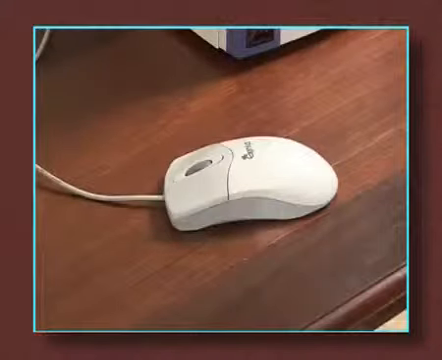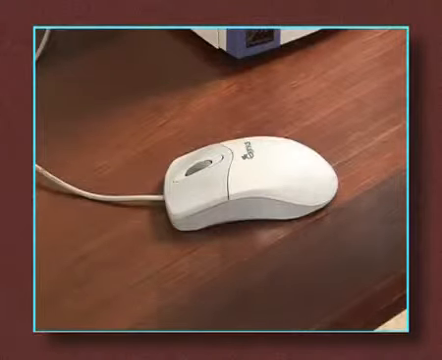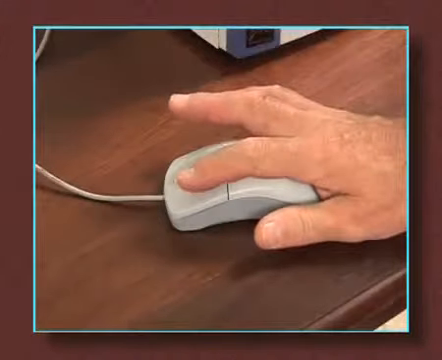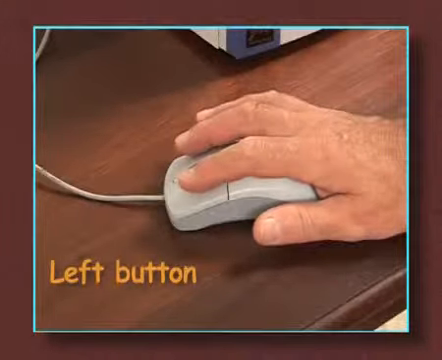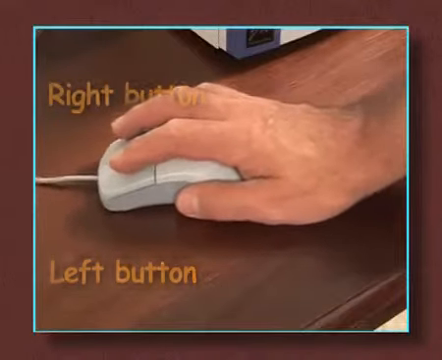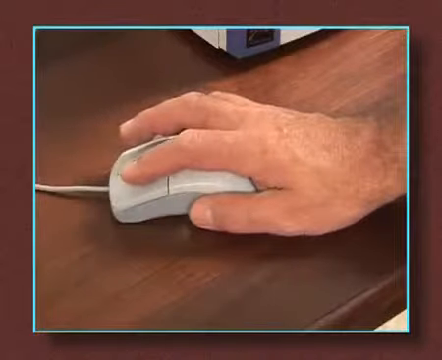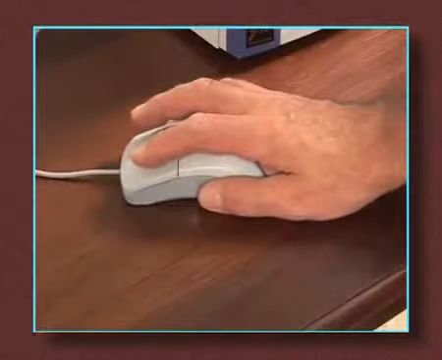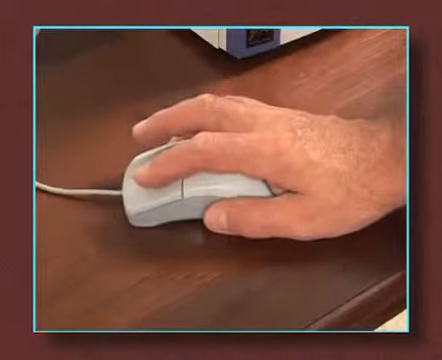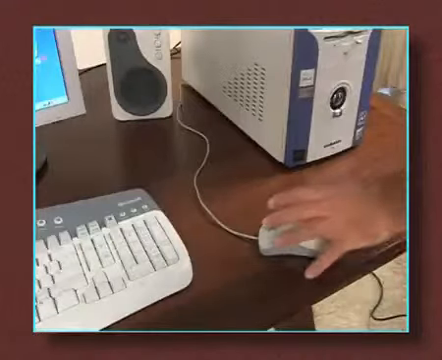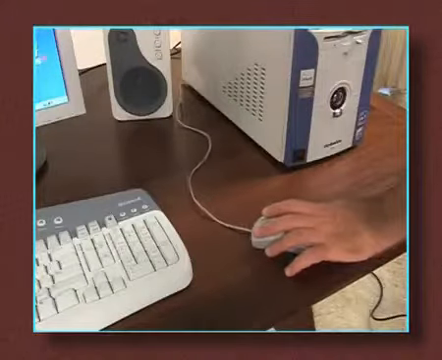With the mouse on the desk, place your right hand on top of it, with your index finger on the left button and your middle finger on the right button, like this. You will now be able to move the mouse easily across the desk and press these buttons as needed to operate the computer functions. Of course, you can use your left hand if you prefer.